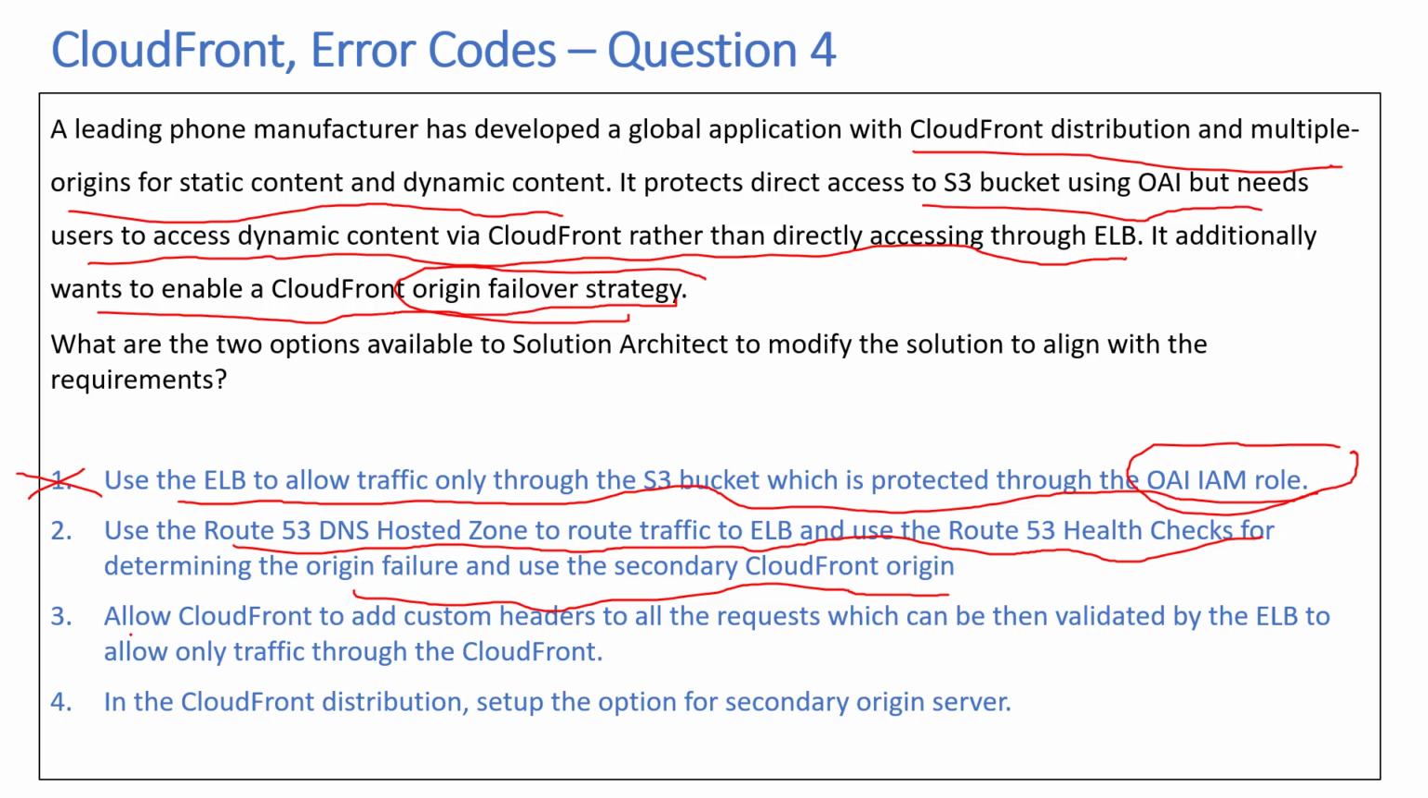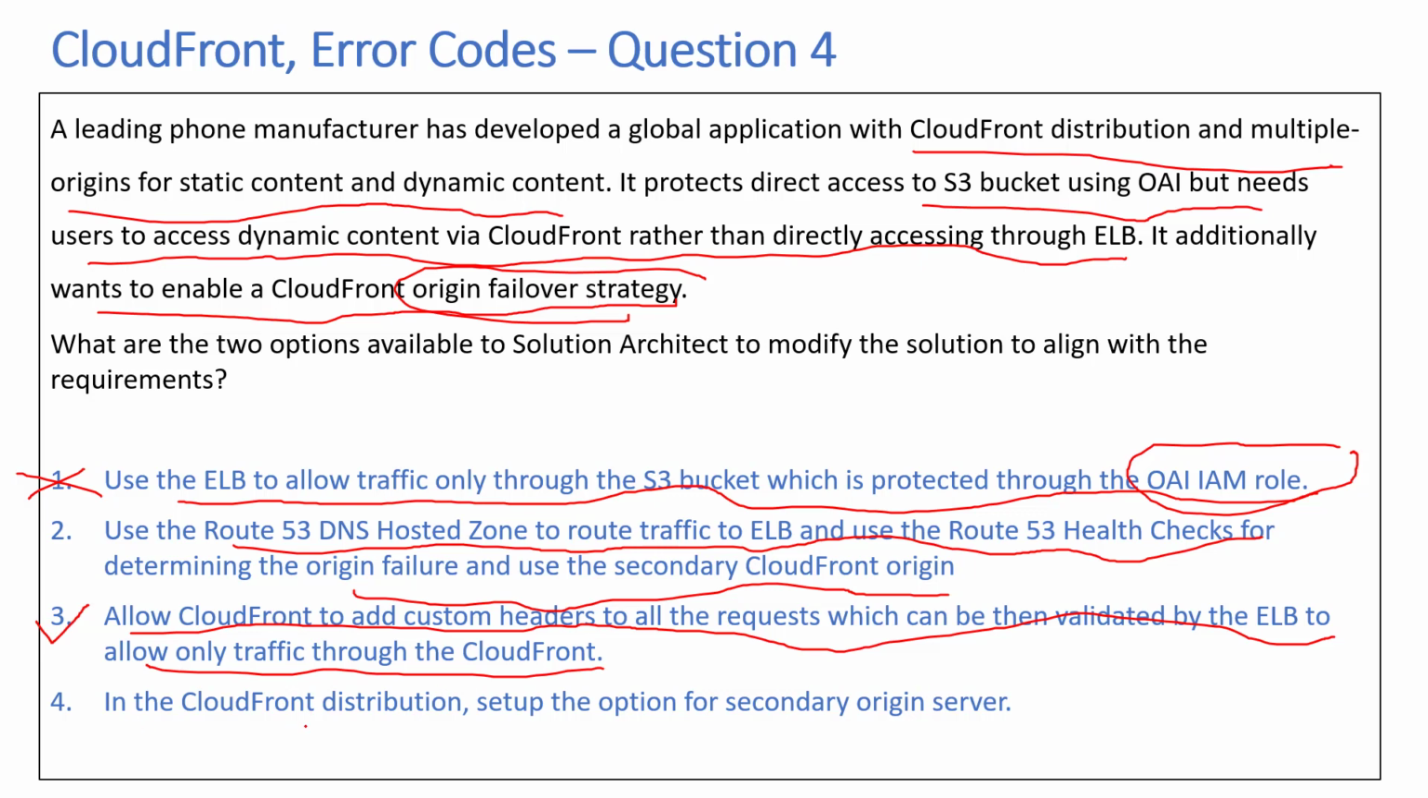The third solution we have: allow CloudFront to add custom headers to all the requests, which can then be validated by the ELB to allow only traffic through CloudFront. Yes, this is definitely a possibility where when the request comes, the CloudFront distribution adds a custom header, and when the request goes to the ELB, it validates that custom header, and if it matches, then it allows the request to be processed. So this is definitely one of the options.